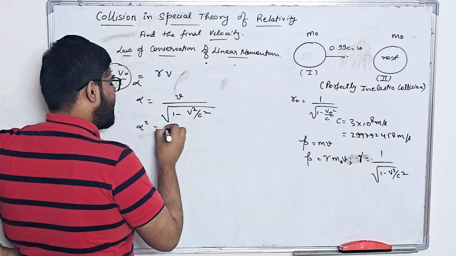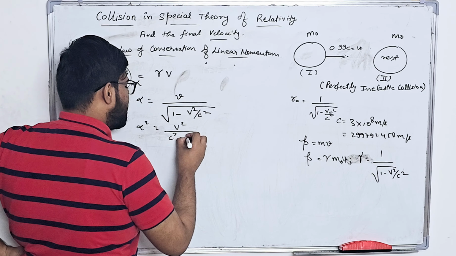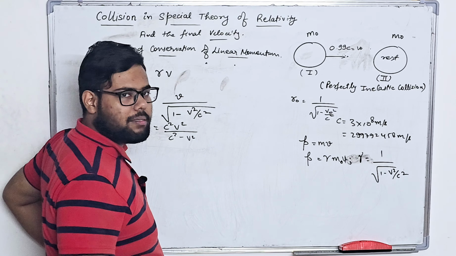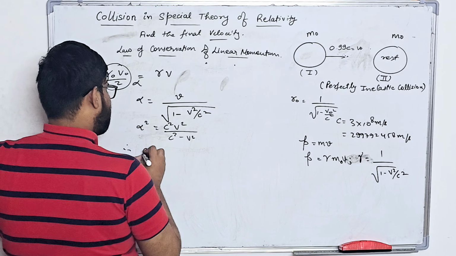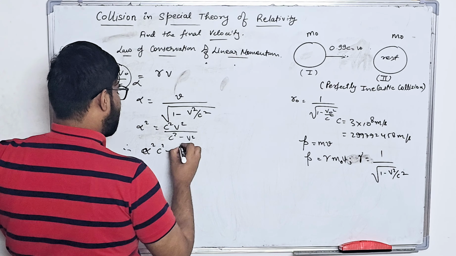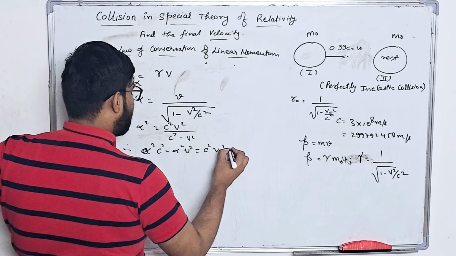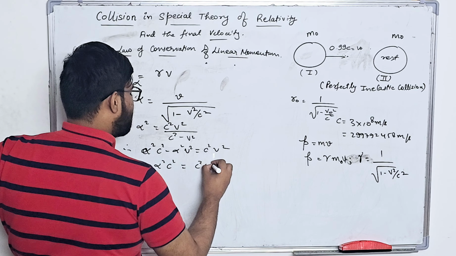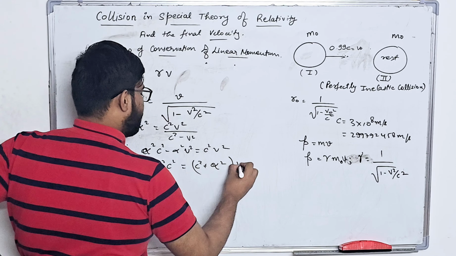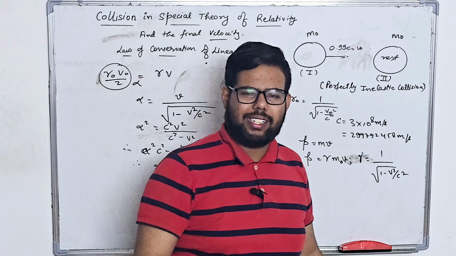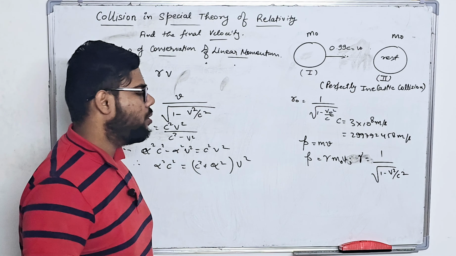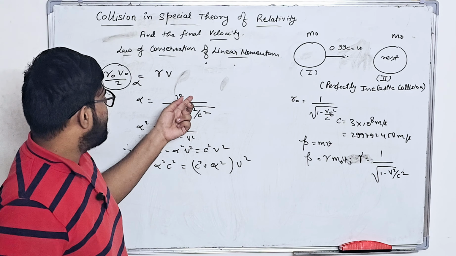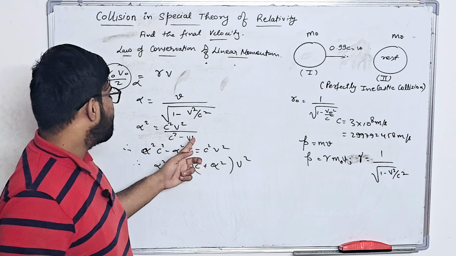So we will have alpha square is equal to v square by c square minus v square, and here we will have c square again, right? Correct? So we will have alpha square c square minus alpha square v square is c square v square, and now you will get alpha square c square is equal to c square plus alpha square into v square. That is a bit of maths which you need to understand. This simple algebra, nothing more. So I just rearranged this expression, then brought c square in the numerator. So I got this expression.